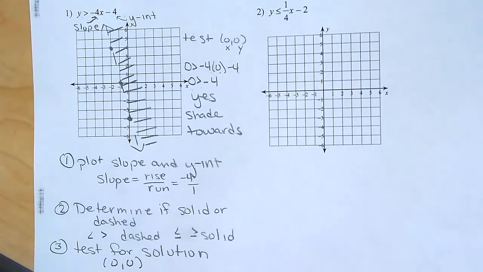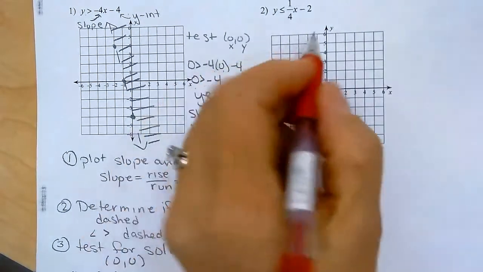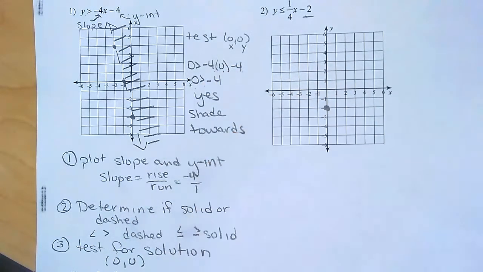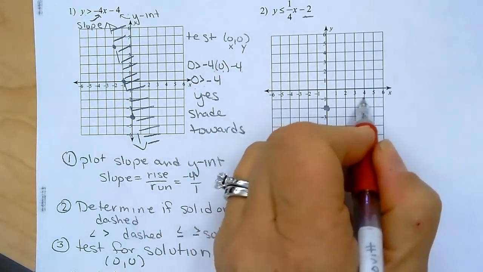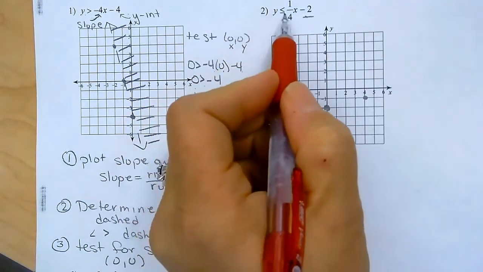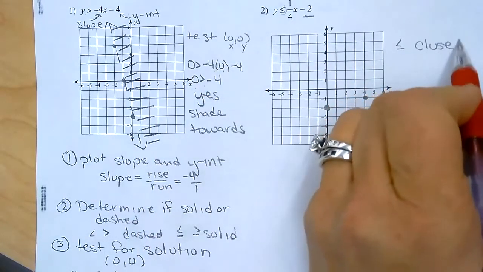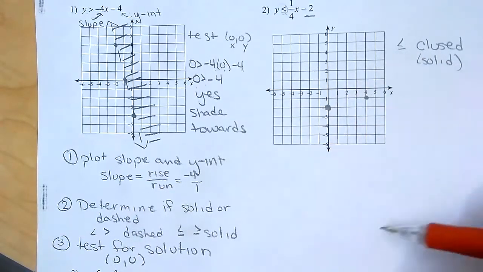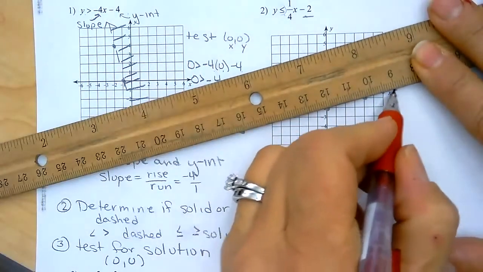So this time you shade towards. Okay. All right, so for the second one, same thing. My y-intercept is -2. I'm going to go down 2. My slope is 1/4, so I'm going to go up 1, right 4. All right. If I look at my symbol here, I have a less than or equal to, so it's a closed line. So I'm going to make a solid line. Put my ruler on and draw a solid line.